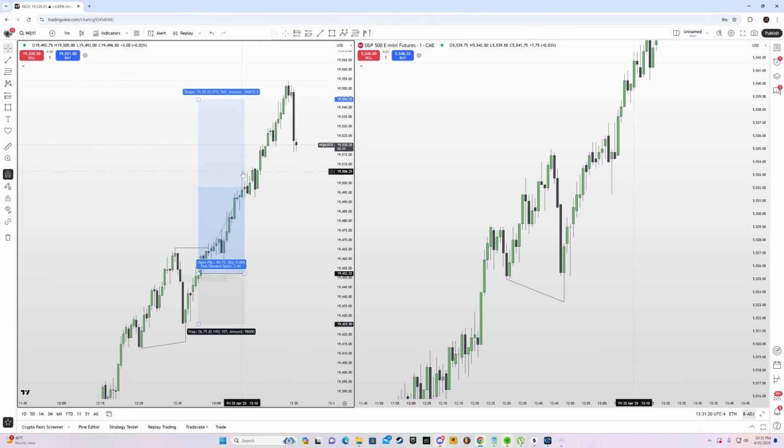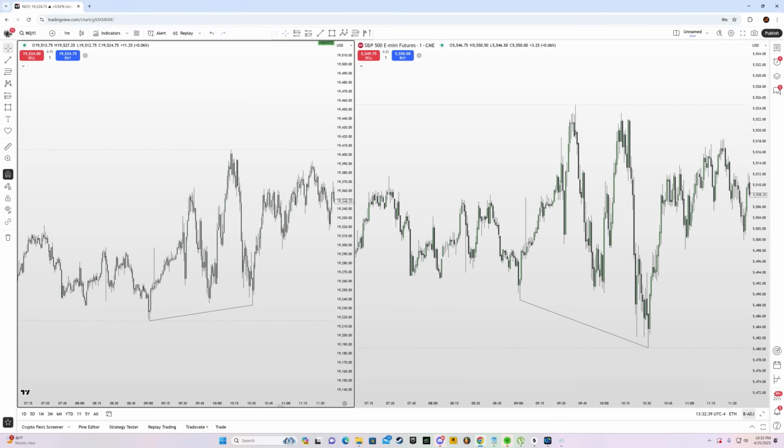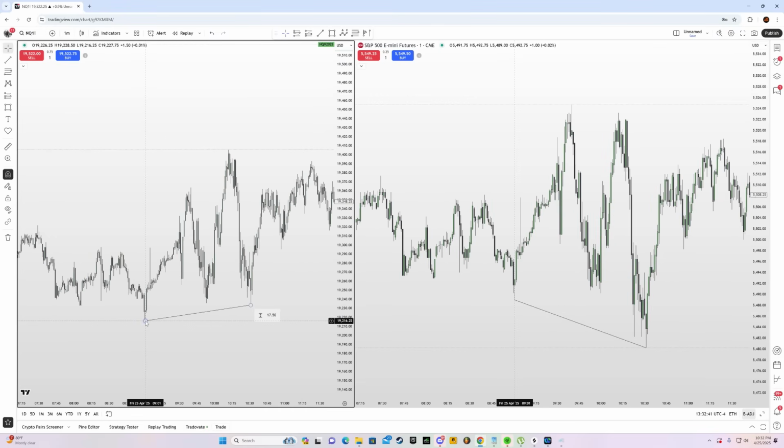Now, let me give you guys a couple more examples. Now, here is another example today. It happened today again on the same day, guys. I'm telling you, it happens over and over again. We have SMT with this low on NQ. You can see we took out this low on ES, but not on NQ.